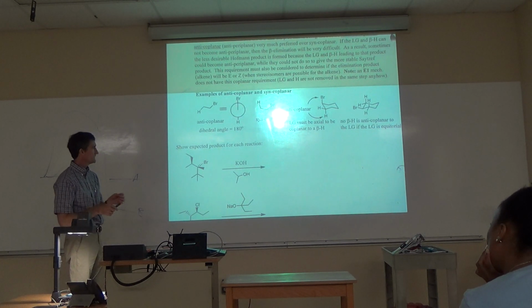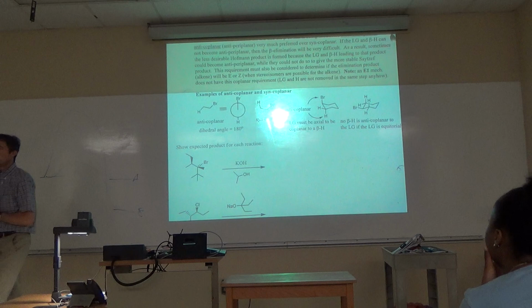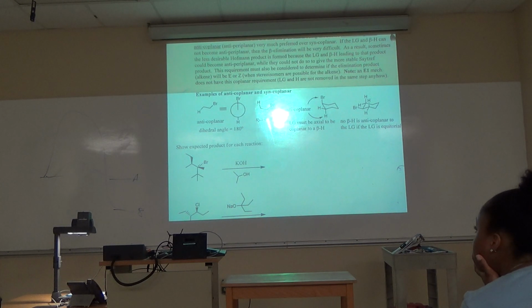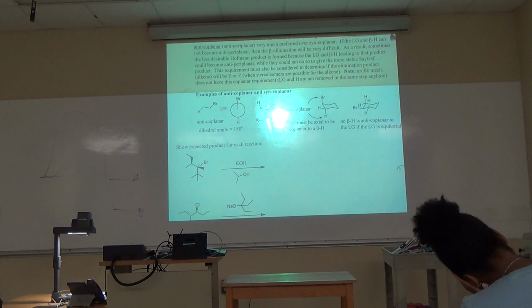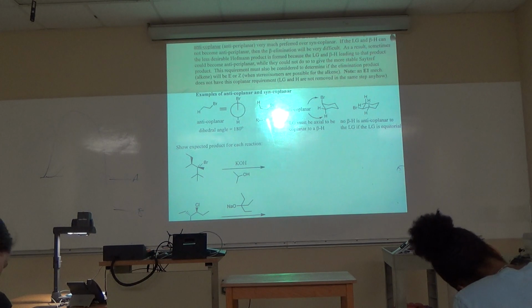Okay, first off, do we expect Zaitsev or Hofmann product? What type of base are we using? Is the base sterically hindered? No, hydroxide. That's the least sterically hindered base around. It's very small. Most other bases are going to be bulkier. So, is it going to have any issue forming the Zaitsev? No, we should be able to get the Zaitsev.